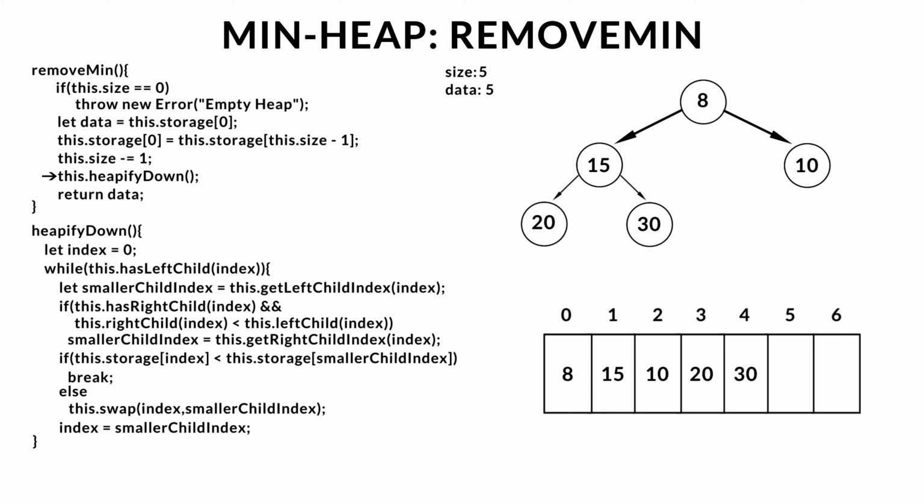We then get returned to our removeMin method, where all we have to do from here is go ahead and return the data from the removed node. Alright, so now that that is out of the way, let's go ahead and talk about the recursive implementation.